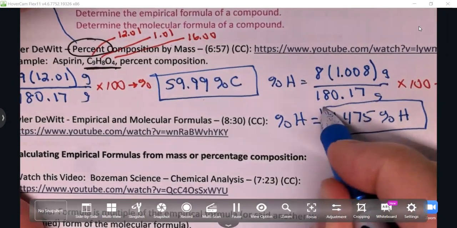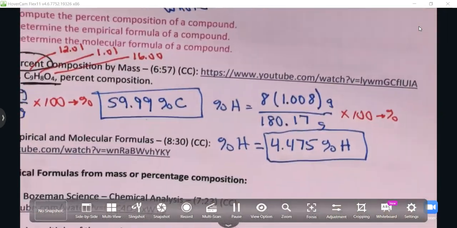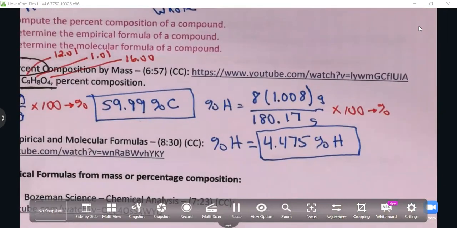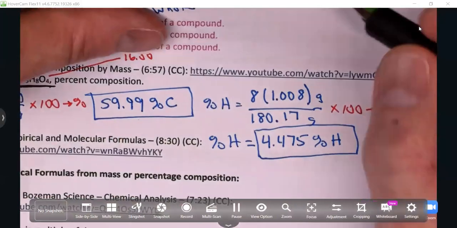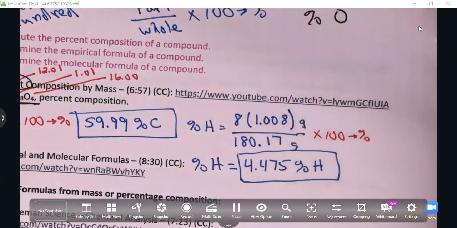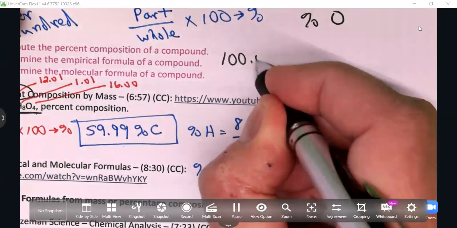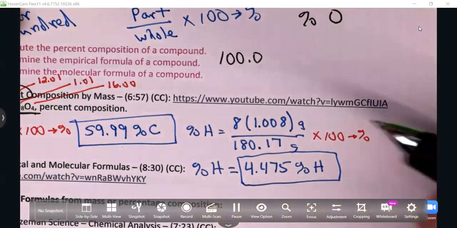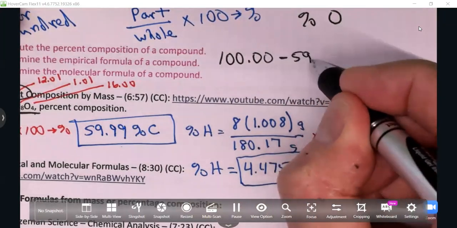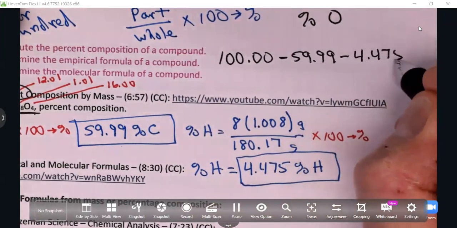Now, we do not have to calculate the last one like we did before, because if we had 3 items that we're trying to do the percentage for, they all have to add up to 100. So we can do a little cheat method. The percentage of oxygen is going to be 100.0 to give us 4 sig figs. We're assuming we've got a perfect 100. We're going to go minus 59.99 minus 4.475.